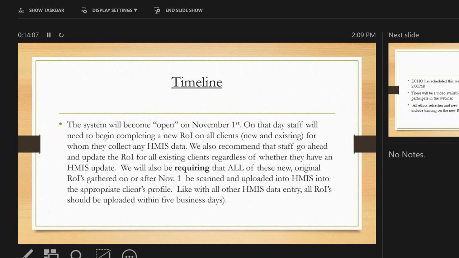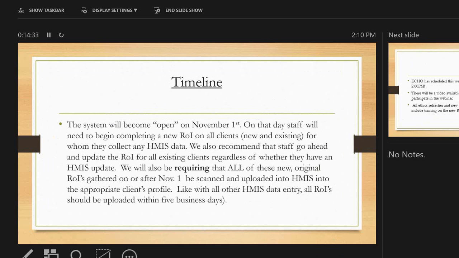We also recommend that staff go ahead and update the ROI for all existing clients, regardless of whether they have an HMIS update, because then that ROI will be in the system and ready to go whenever it is time to do an update for a client. That will also give us the permission to talk to one another outside of the system if that client desires it before they actually get any data updates within the system. So it gives them the chance to make that decision even earlier.